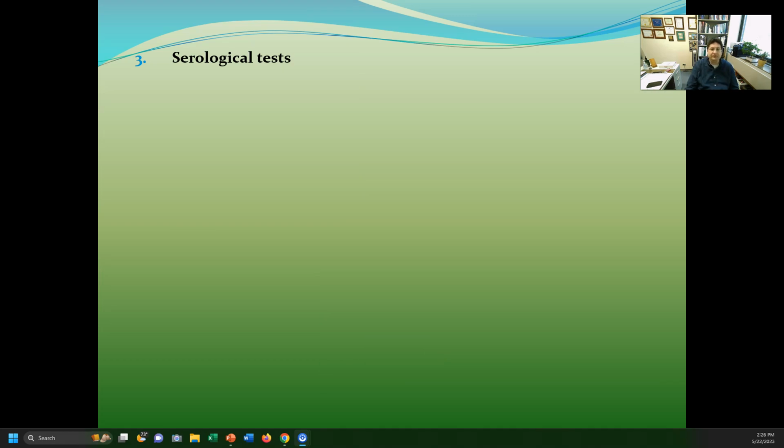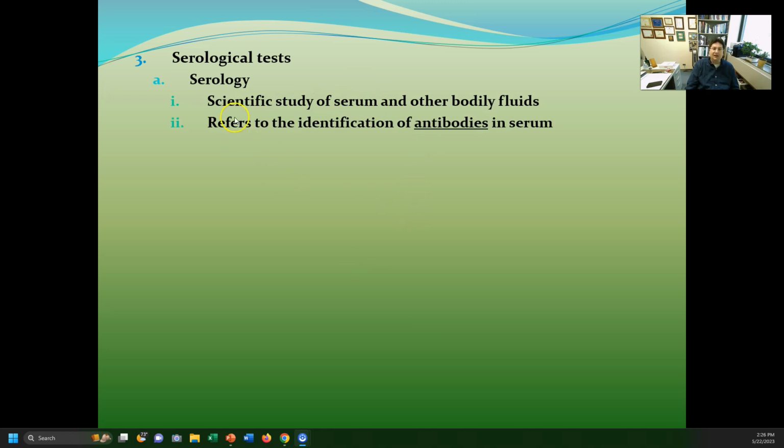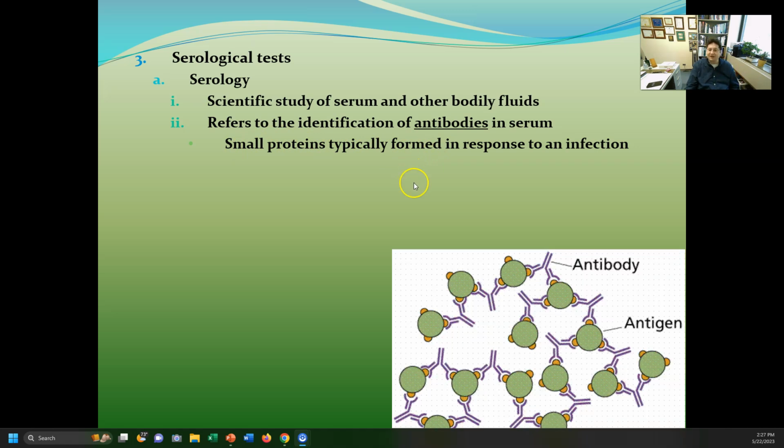We might also do a serological test. Serology, everyone, is the scientific study of serum and other bodily fluids, saliva, phlegm, things like that. And serology tends to refer to the identification of antibodies in that fluid, in that serum. An antibody is a small protein that the body produces in response to an infection.